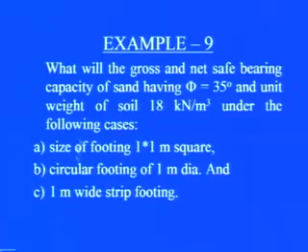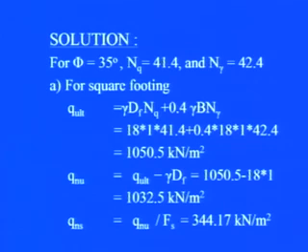It means that through this example, we can compare the bearing capacity for different types of footings, whether it is a square footing, a circular footing or a strip footing. For phi equal to 35 degrees, the N q and N gamma factors can be read out from the table.